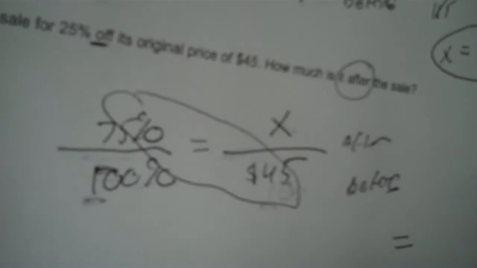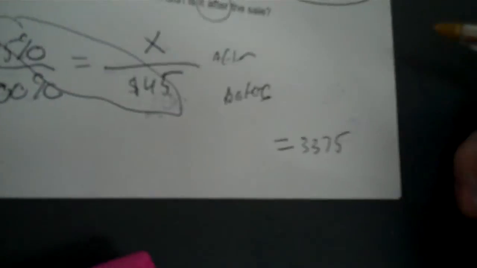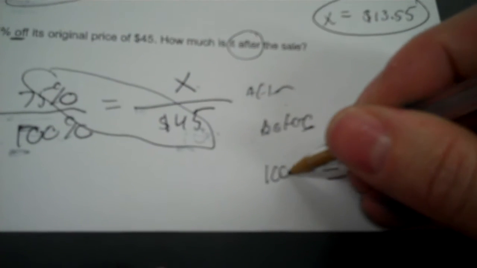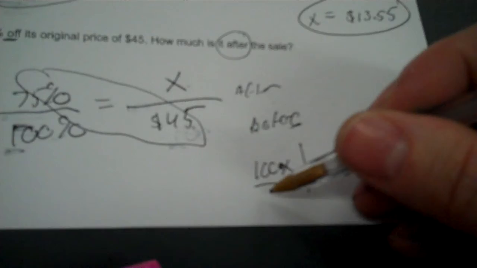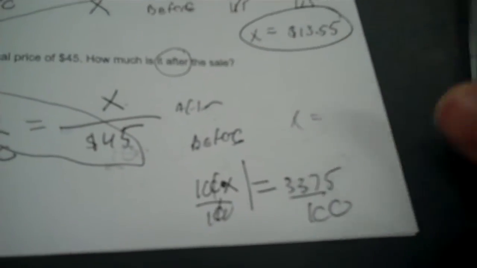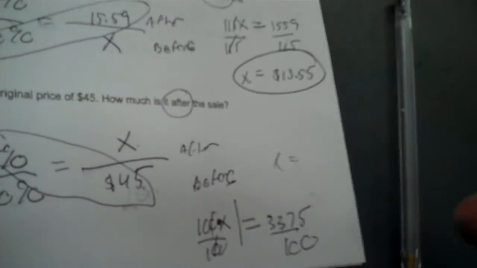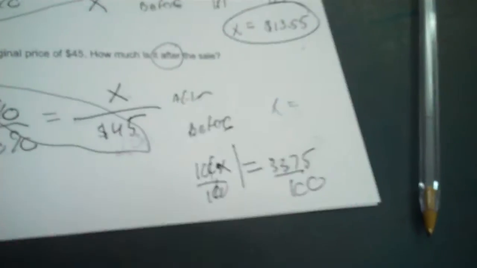Okay, so on one side I take 75 times 45, that's 3,375. On the other side you're going to put 100x. Then just divide by 100. So 33.75. What am I doing here? Yeah, 3,375 divided by 100 is 33.75.